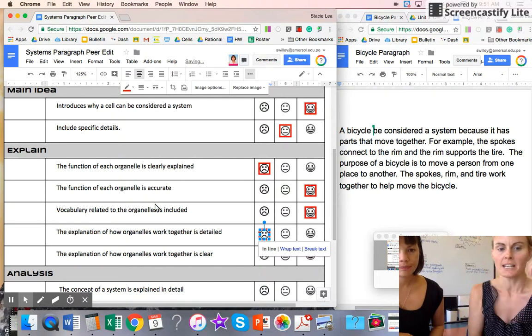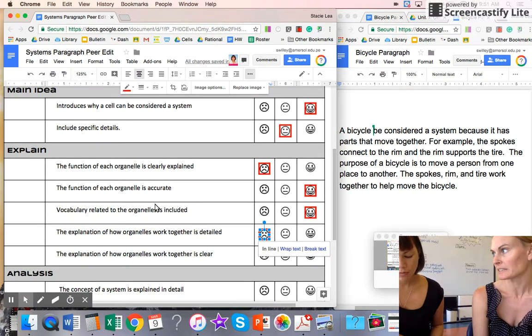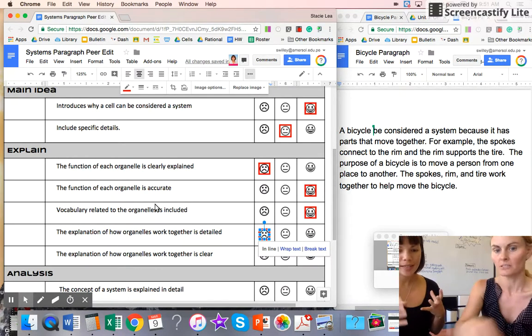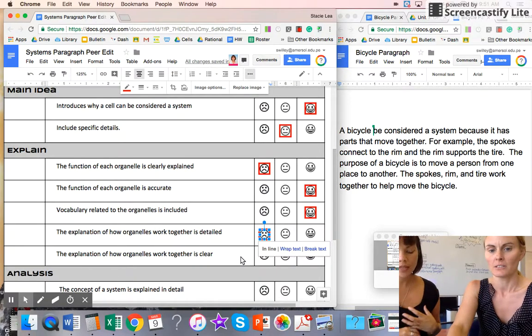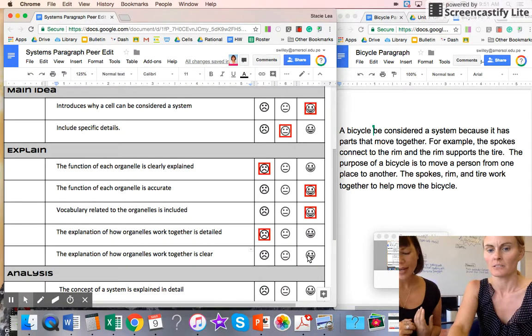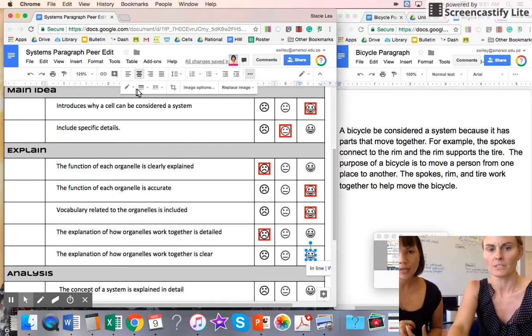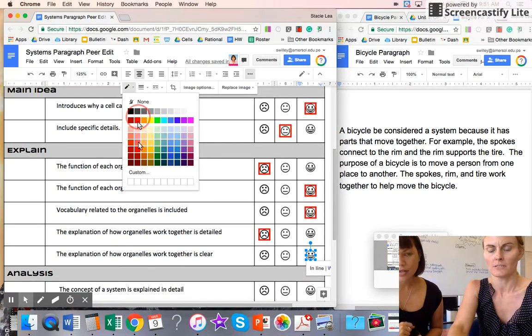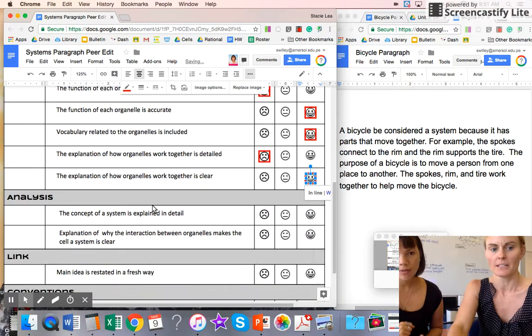Yeah. And then explanation of how the organelles work together is clear. So I think what I have written is clear. It's clear. You said they're all connected. Yeah. So it's clear that they're all connected, but you haven't really explained how they work together. So that one's okay. That one's on target, I think. Okay. Great. What's the next step?